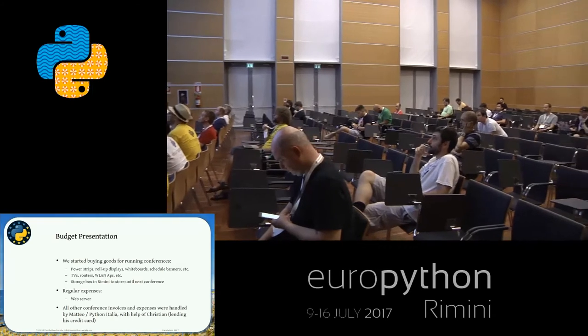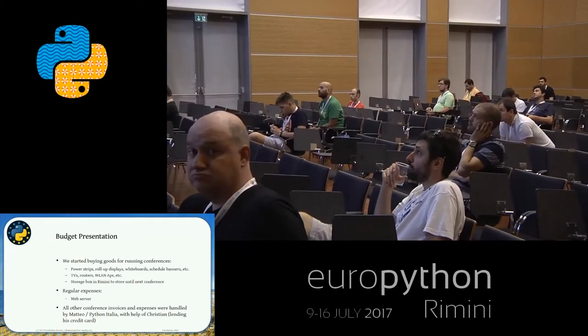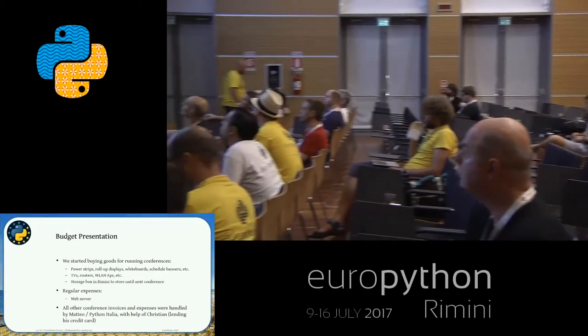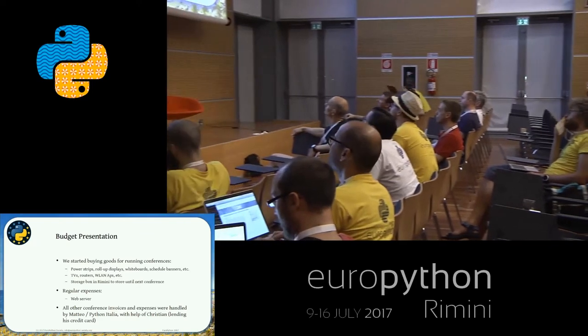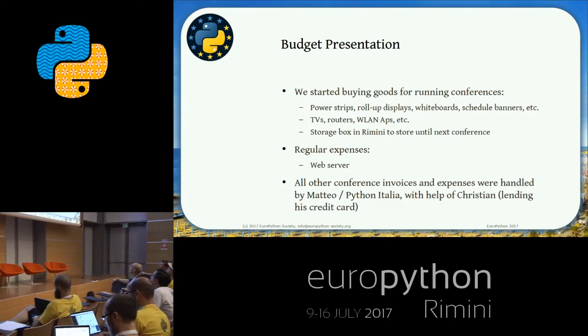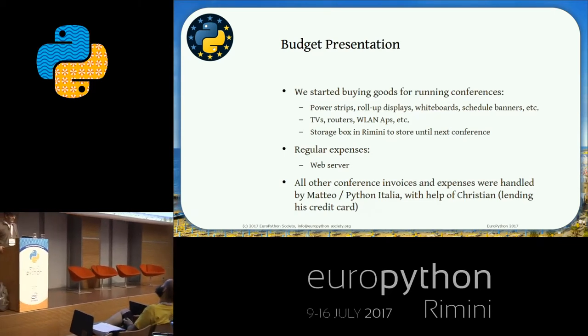Okay, we're almost done. So, budget presentation. Basically this is what we did with the money that we had. Like I said, we funded a few smaller events. We also started buying for this conference. We started buying goods that we want to keep as EPS. Those will be EPS owned.